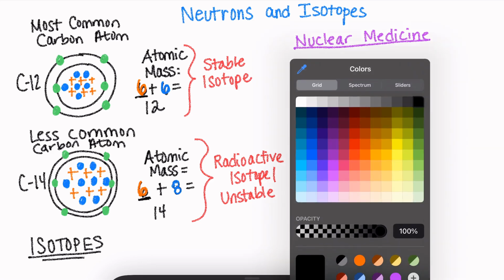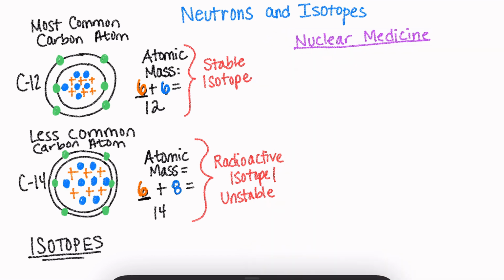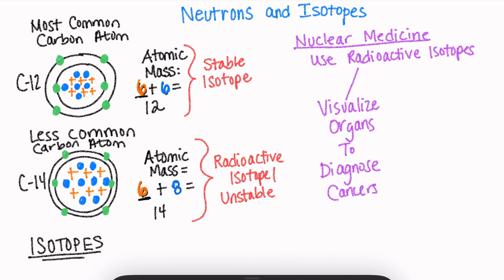In nuclear medicine, we use a variety of different radioactive isotopes for 2 reasons. So we can use radioactivity to help visualize in order to diagnose, and then we can use radioactivity to kill cells in order to treat cancers.